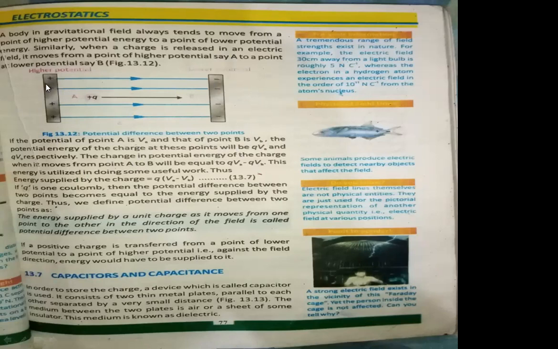So QVA minus QVB. Then I take the common Q from both of these terms. So what will be the rest? VA minus VB. Then we defined the potential difference between 2 points, and if we want to move this point charge from the lower potential to the higher potential, then we have to supply the energy.